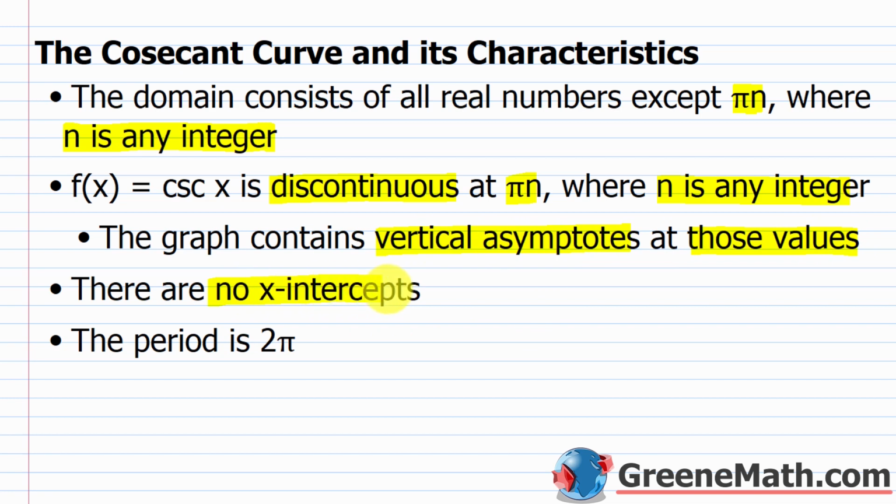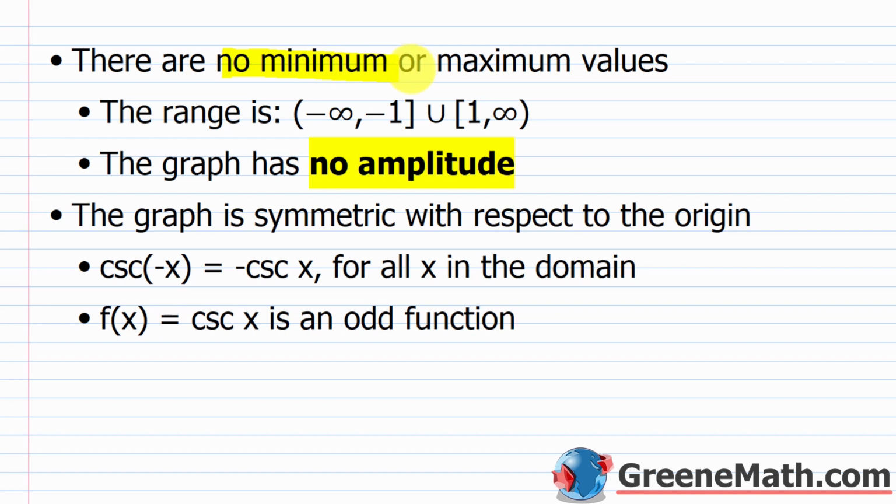There are no x-intercepts. You're only going to get those when you start shifting the graph up or down. But on the standard y equals cosecant of x, there are no x-intercepts. The period is 2 pi. There are no minimum or maximum values. Of course, we have those local minimums and local maximums that we use to sketch the graph.